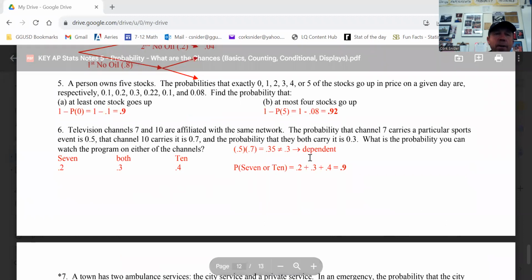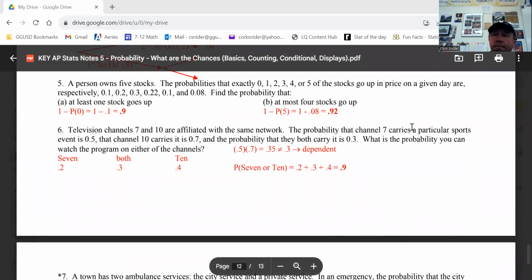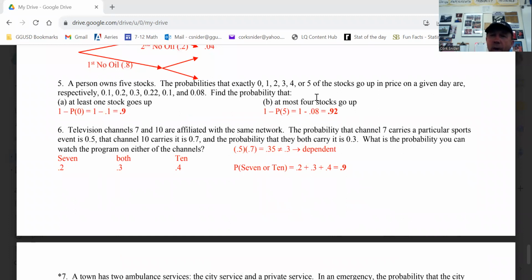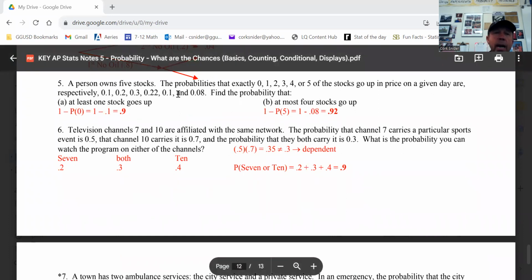Okay, number 5. A person owns 5 stocks. The probabilities that exactly 0, 1, 2, 3, 4, 5 of the stocks go up in price on a given day are respectively given. Fine. Okay. So you could make a table of this, but it's pretty easy to manage. All right. So read that problem.